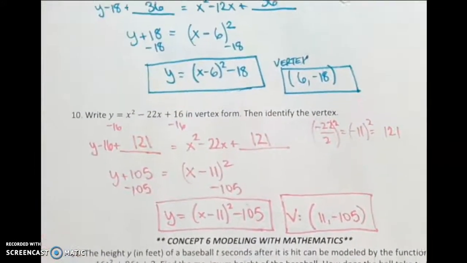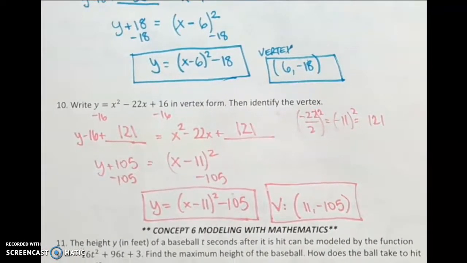Here we go. Number 10. Y equals the quantity of x minus 11 squared minus 105 is my vertex form quadratic function or equation. And then I have my vertex being 11, negative 105.